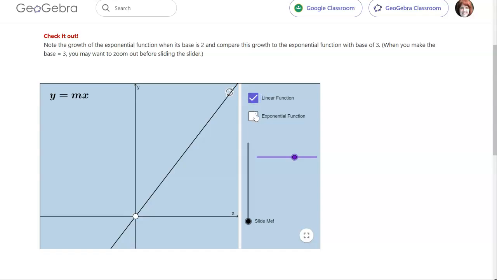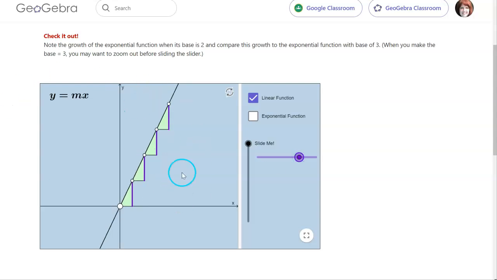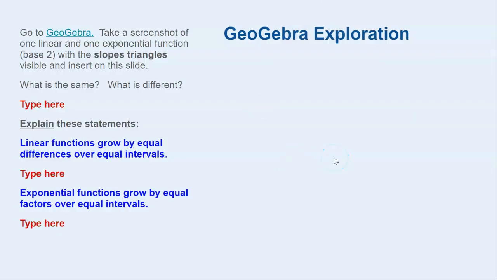They'll also do a linear function, and same thing, they're going to slide this. Now this one, if they want to move it around, they certainly can. But I would probably go with a positive slope just so it's easier to compare the two. They'll take a picture of this one as well, and put it on their slide. And once they get back to their slide with their two screenshots, they'll answer some questions.